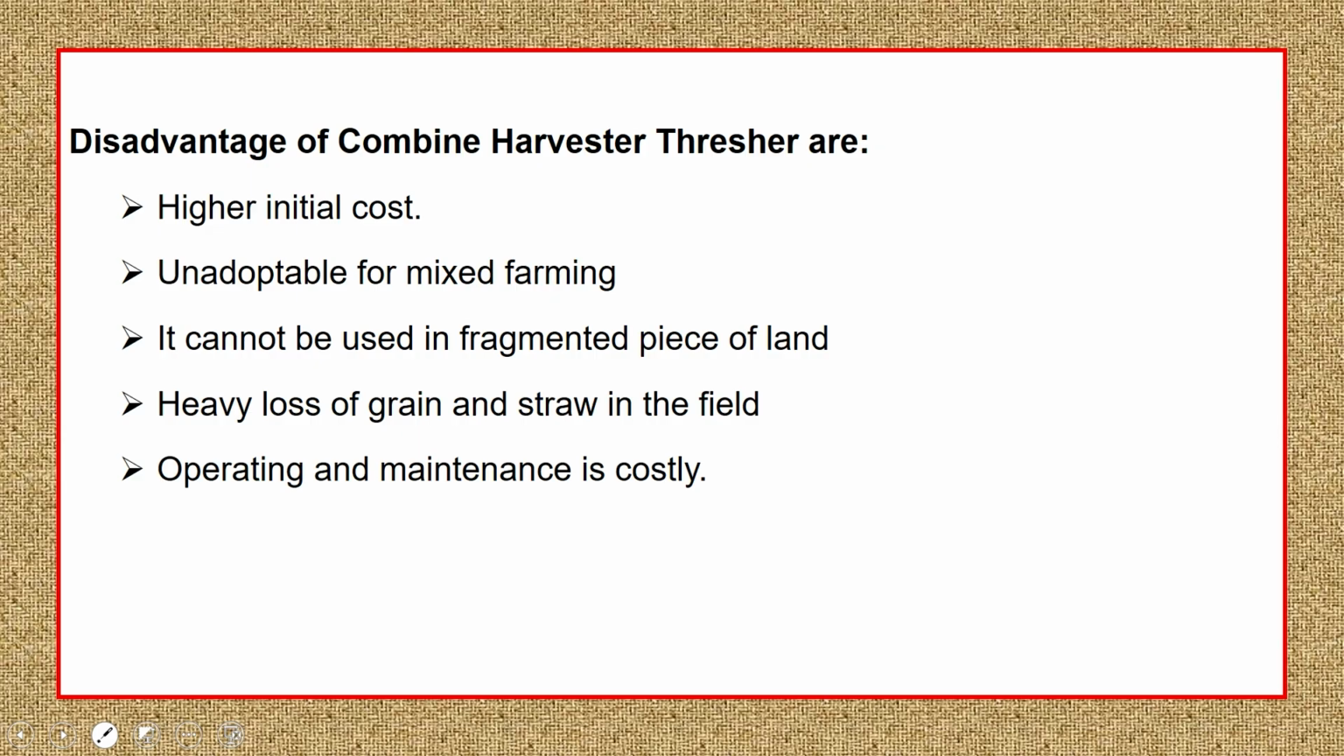For fragmented land, they are not good, because they require more non-productive areas for turning, which is not possible in fragmented land. And there will be a loss of grain also if the field is not suitable for the combine harvesting machine, and if we are not harvesting at the right time. If the crop is completely matured and dried, and you operate the combine harvester in such a case, the bonding between the grains and the panicle will be less, and a small mechanical force imposed on them while harvesting will lead to a large percentage of shattering losses, and that's why there will be heavy losses of grain also.